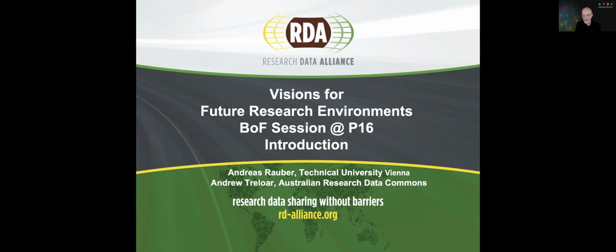So this is Breakout 2, Visions for Future Research Environments. This is a BoF. I'm Andrew Treloar from the Australian Research Data Commons, and my co-host is Andreas Rauber from Technical University Vienna, TU Wien.